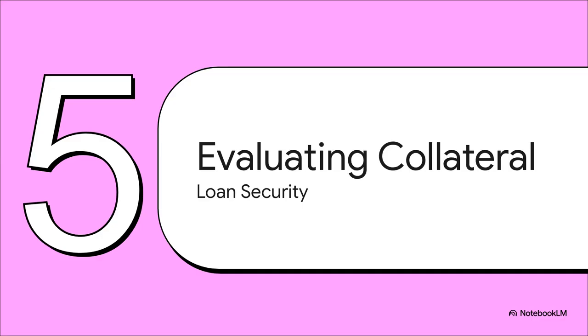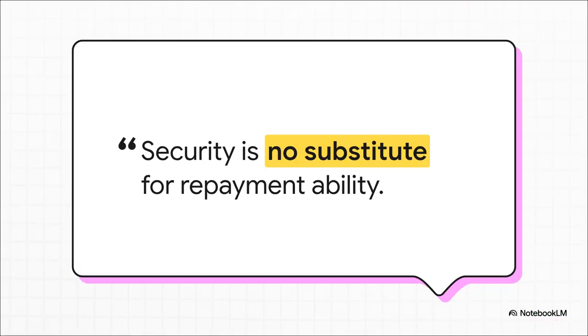And that brings us to our 5th and final clue: collateral. This is the asset, like a building or some equipment, that a borrower pledges as a backup plan. It's our secondary source of repayment if things really go south. It's our safety net. But, and this is a huge but, here's another golden rule every great lender knows by heart: security is no substitute for repayment ability.